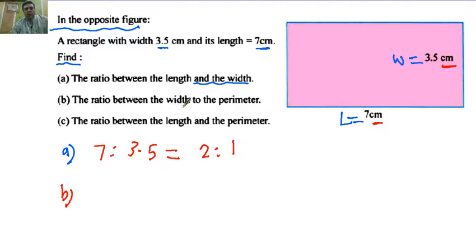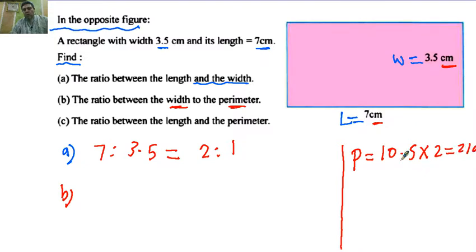Number B: the ratio between width and perimeter. We must find the perimeter. As we mentioned before, perimeter equals length plus width, times 2. Length plus width equals 10.5, times 2 equals 21 centimeters. That's the perimeter. So the ratio between width, 3.5, and perimeter, 21, simplifies to 1 to 6.